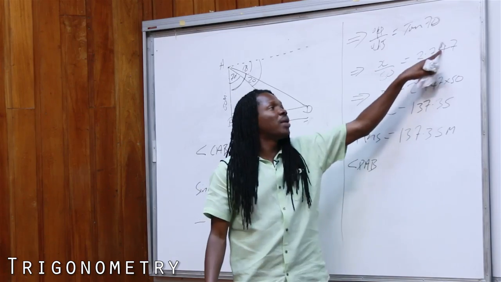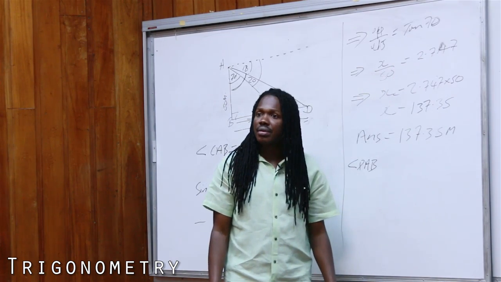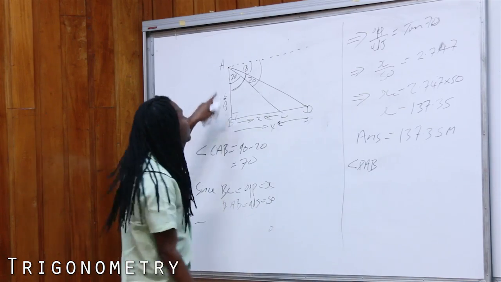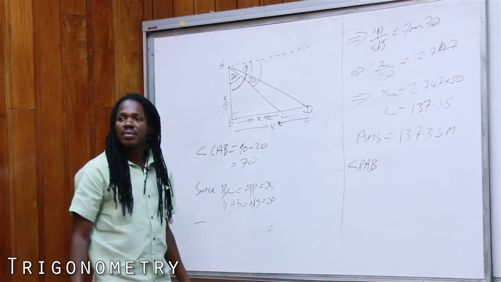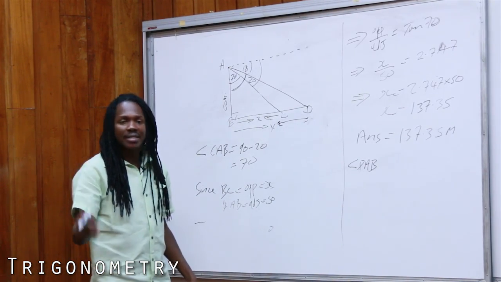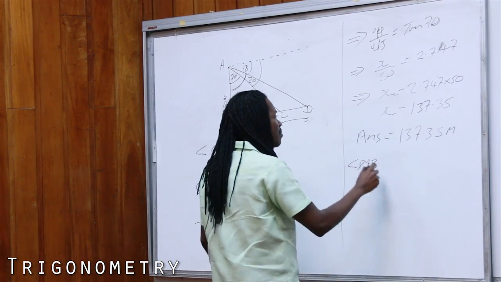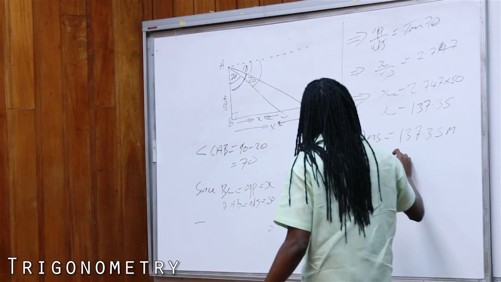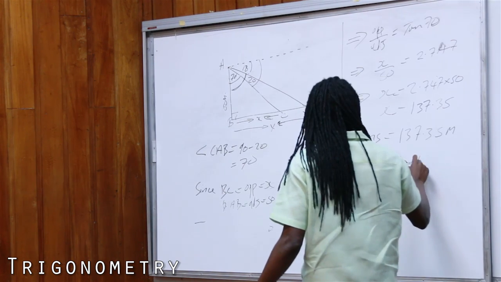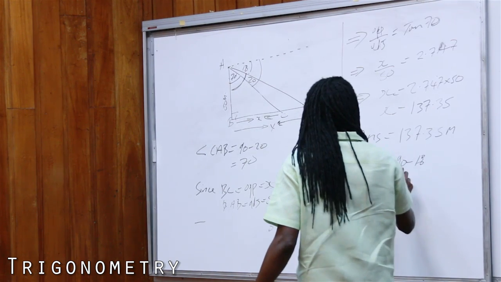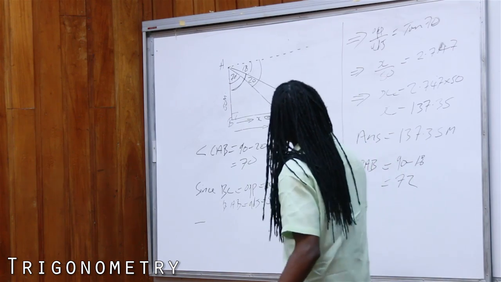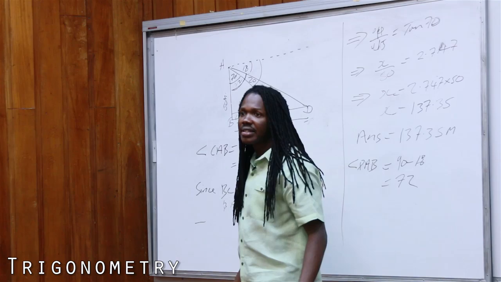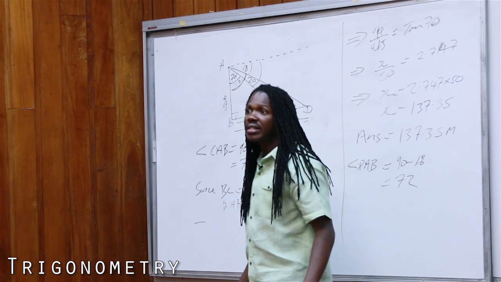Tan 70 equals 2.74. So 70 is done with. The 50 is the length of the adjacent. So angle DAB equals 90 minus 18. Equal what? So this angle equals 72. You see that?